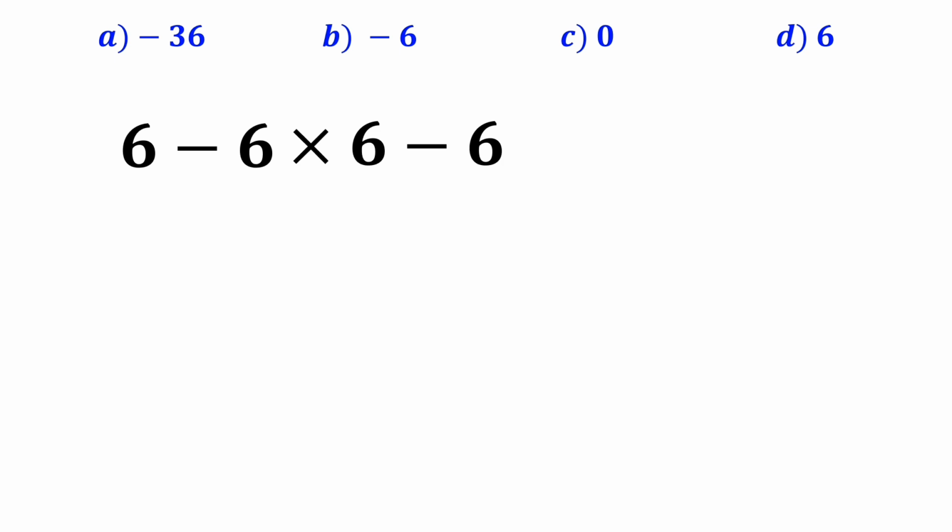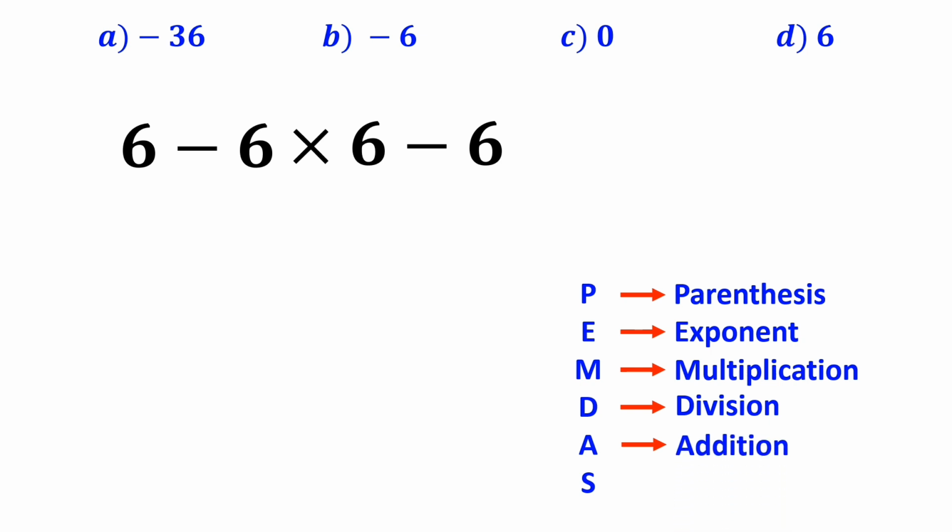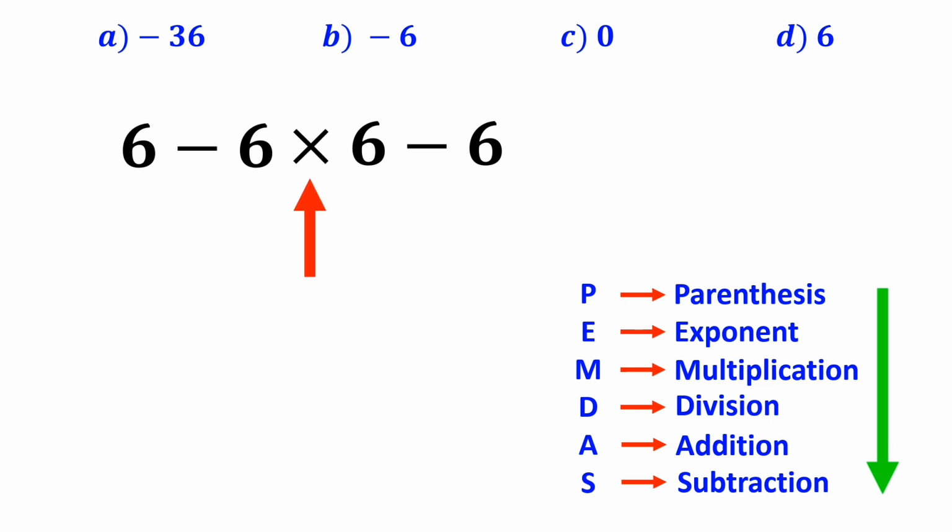To solve this question, we need to follow the PEMDAS rule. In this rule, P stands for parentheses, E stands for exponent, M stands for multiplication, D stands for division, A stands for addition, and S stands for subtraction. We have to follow the order of operations I told you, step by step from top to bottom. Okay, as you can see in the image, in this expression we have one multiplication sign and two subtraction signs.